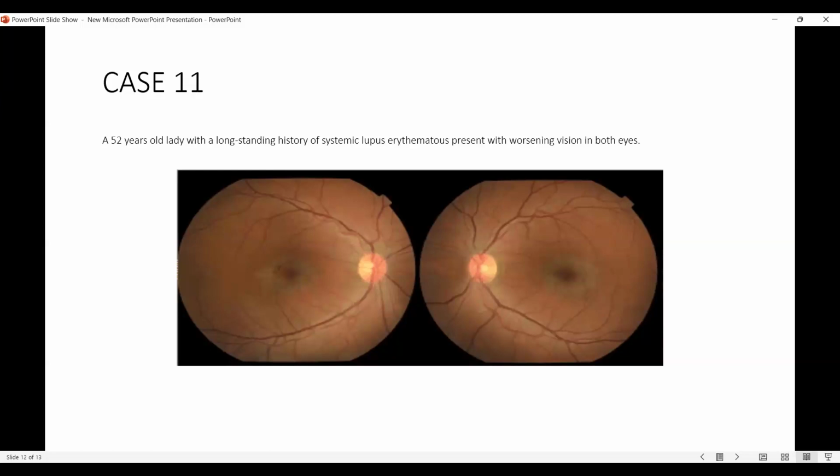So my diagnosis, in keeping with the history of a 52-year-old lady with a history of SLE with worsening vision, may be hydroxychloroquine or chloroquine toxicity of the retina secondary to her medication. Okay, what are the clinical signs consistent with? The clinical signs may be consistent with maculopathy due to toxicity of hydroxychloroquine. Yeah, more specifically, we can say it is bullseye maculopathy, right?